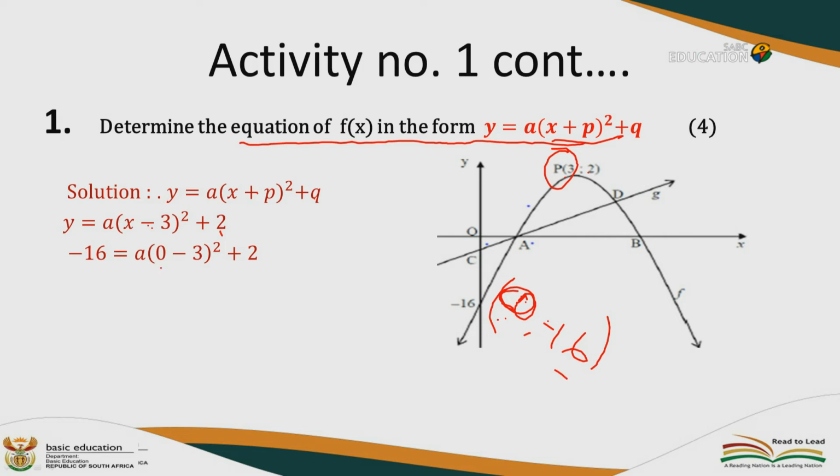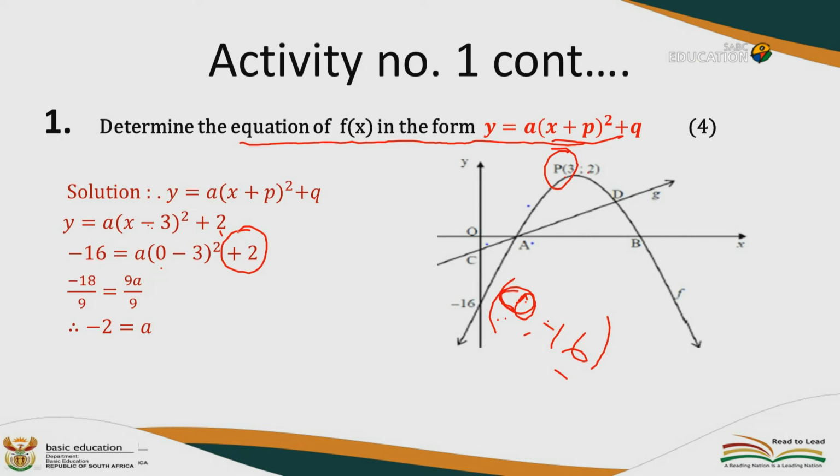Negative 16 is equal to a into negative 3 squared plus 2. Negative 3 squared is going to be positive 9. So 9 multiplied by a is positive 9a. When you transpose this 2 to the other side, it's going to be negative 2. So minus 16 minus 2 is going to be negative 18. Now when you divide both sides by positive 9, we get our a as negative 2. So in this case, our a is negative 2.